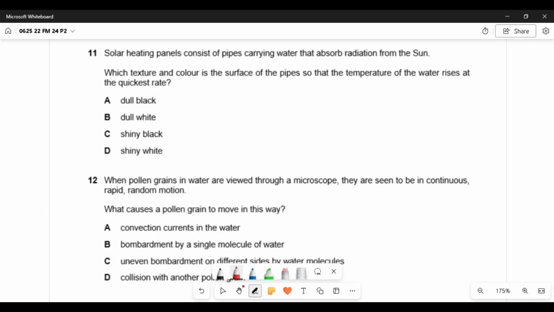Number 11. Solar heating panels consist of pipe carrying water that absorbs radiation from the sun. To absorb the radiation, we need to have a dark color. The darker the color, the more absorption. The brighter the color, the more reflection. Which texture and color, as I told you, it should be dark, is the surface of the pipes so that the temperature of the water rises at the quickest rate? Dull black, dull white, shiny black, shiny white. So it should be black. So it must be quickest when it is dull black.